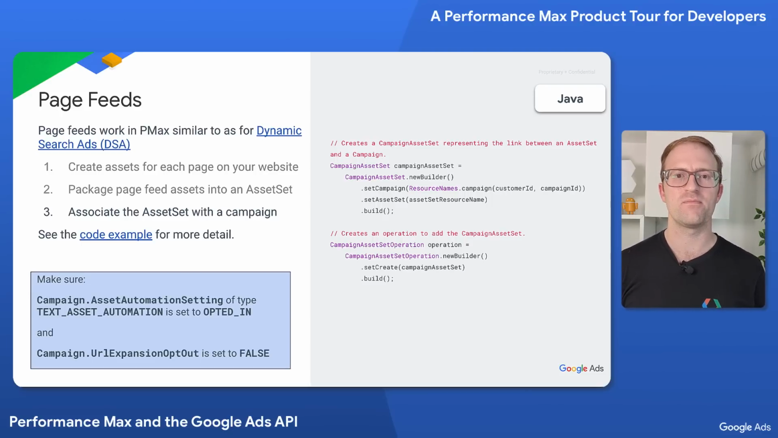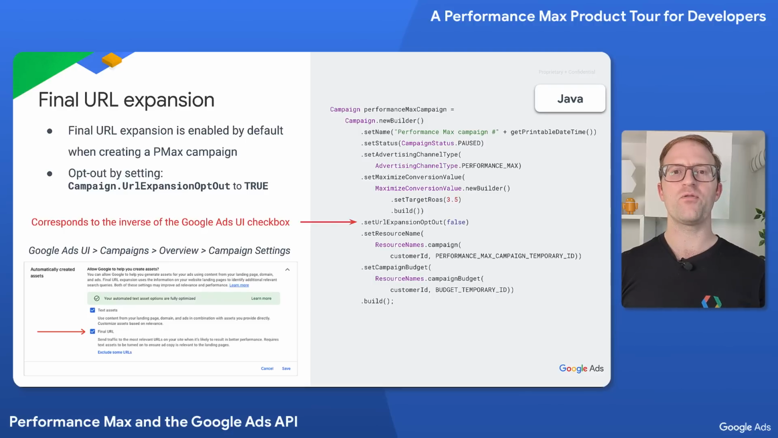Enabling final URL expansion in your Performance Max campaign allows your campaign to replace your final URL with a more relevant landing page from the final URL domain based on the user's search intent. You still have control to specify which URLs in your domain that you want to exclude from being served, such as administrator pages. This feature is enabled by default, but you can use the API to disable it as required.